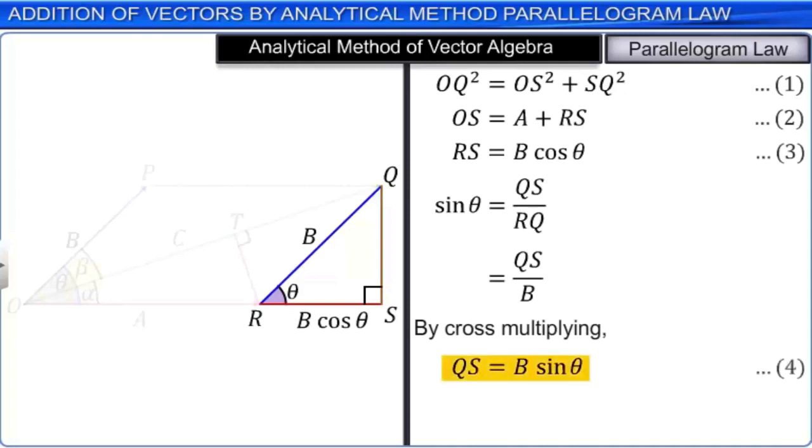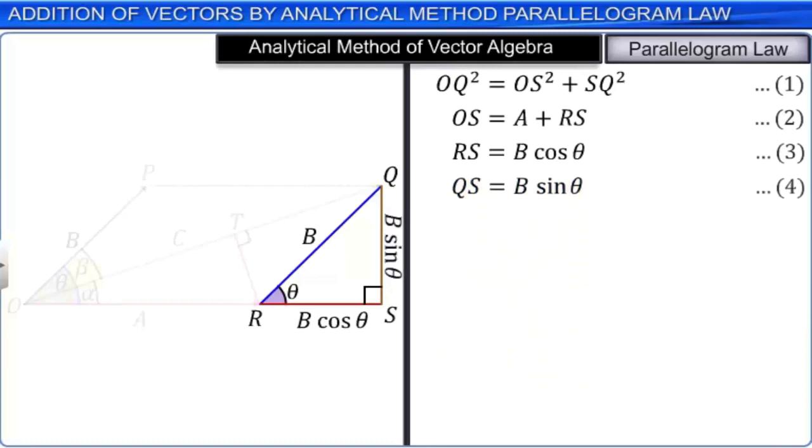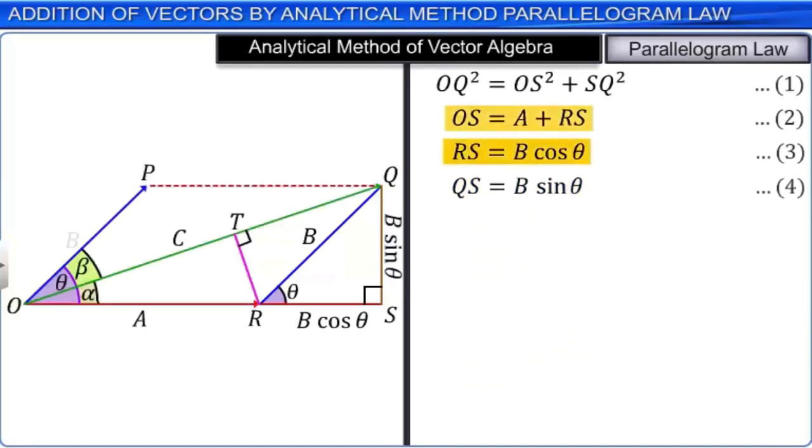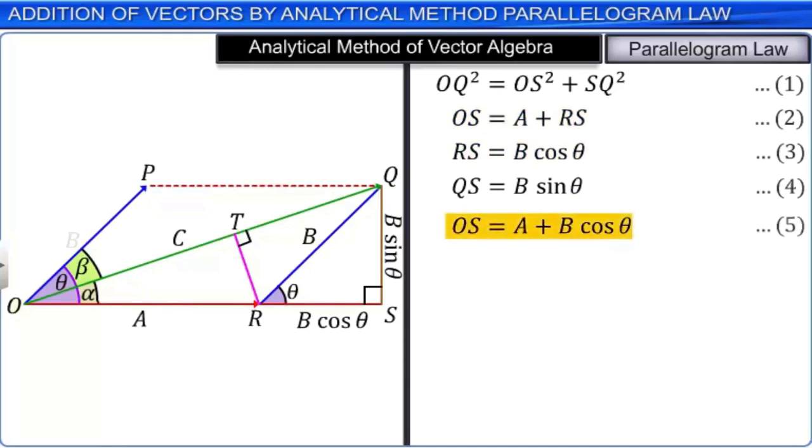Let it be equation 4. Now we can see from the figure that OS is given by A plus B cos theta, and RS we found to be B cos theta. We are substituting it. Let it be equation 5.